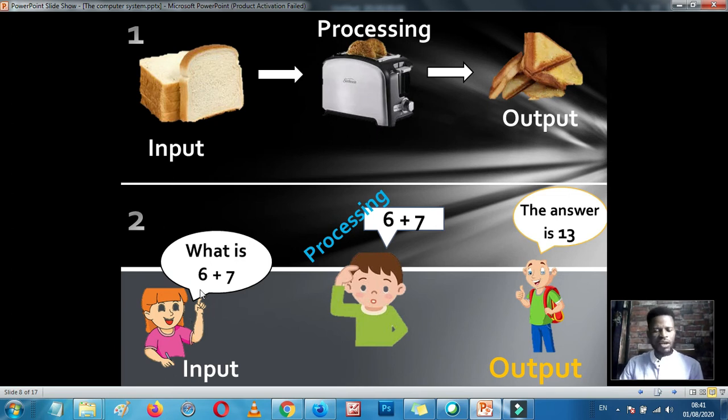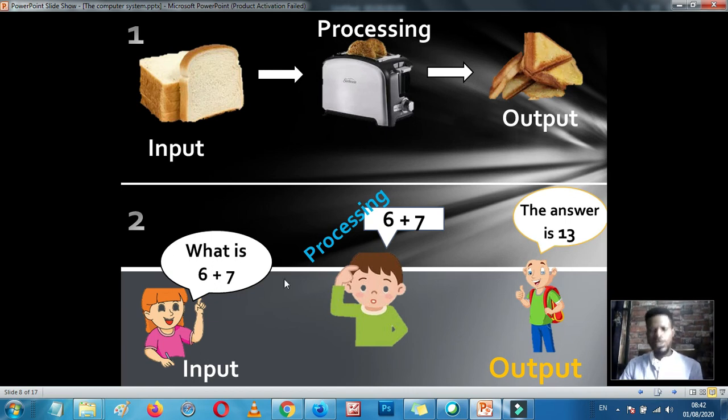Now let's see another example. The teacher asks you a question: Hey John, what is 6 plus 7? John is thinking, he's processing it in his brain. 6 plus 7, this is the answer. The answer is 13. The answer now is the output. John is actually processing that information in his brain, and his teacher is waiting for that answer. It brings out the answer 13 as the output, and it comes out from his mouth.